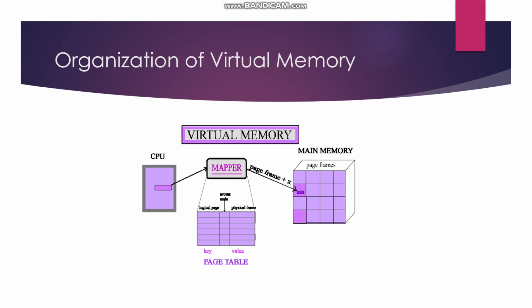Every page has a frame which moves to the main memory, and a combination of all page frames is present in the main memory, which has the mapper in between. The page frame, along with the X data, which is also known as cache memory, moves to the main memory to have the page table.